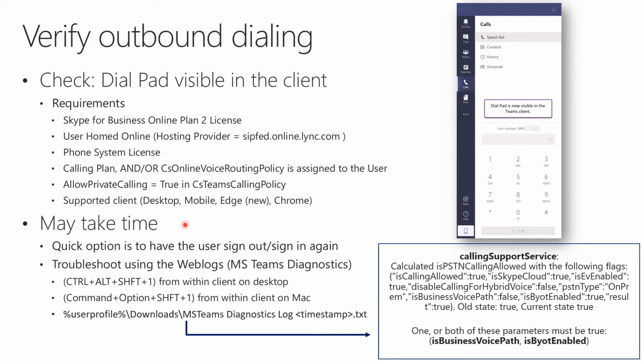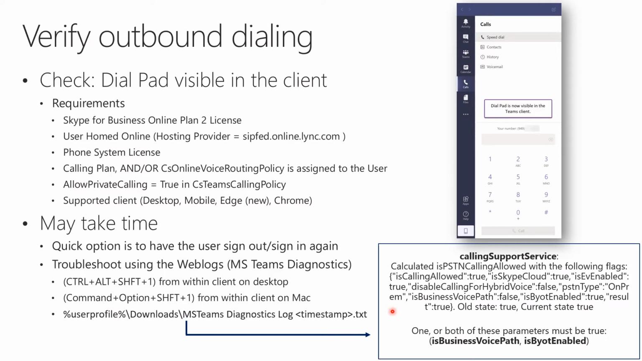Now, when I look in these logs, I'm going to search for a couple of things. I'm going to search for this calling support service entry. Specifically, you're going to see a lot of these, but you want the one that talks about calculated is PSTN calling allowed, because this is the blurb inside of the log that's going to tell us what the service thinks you should be entitled for. And this is where we can cross-reference to see if some of these don't look right, then the Teams client isn't going to display the dial pad.